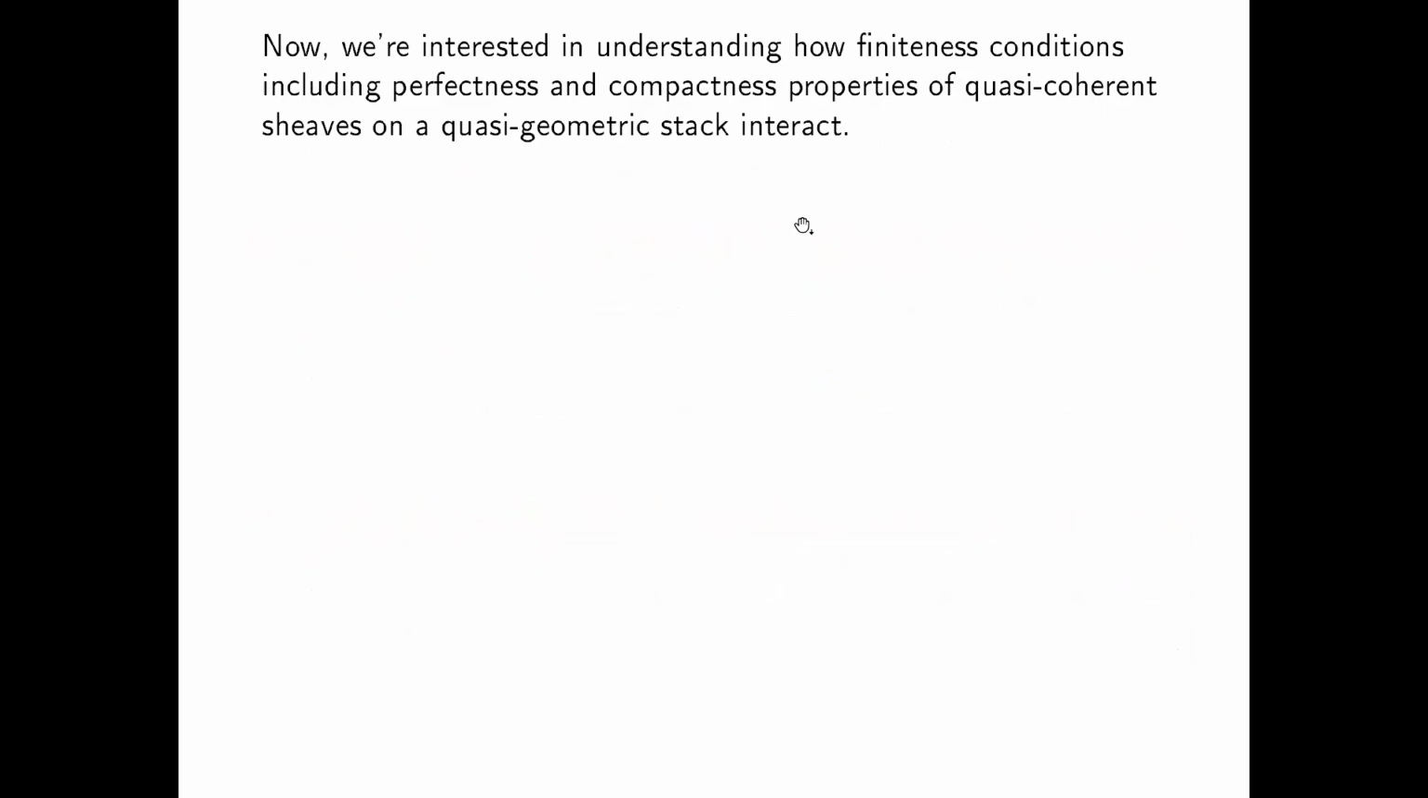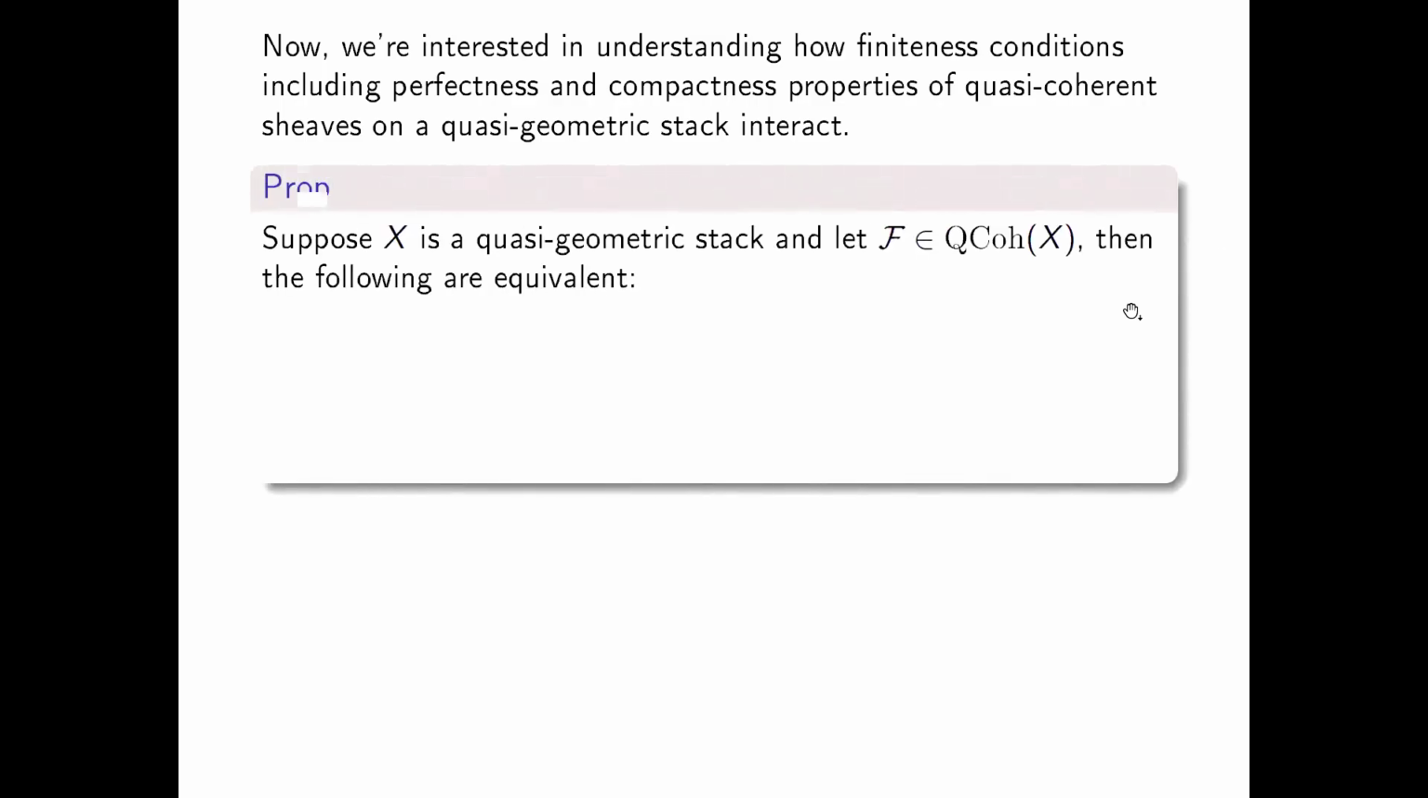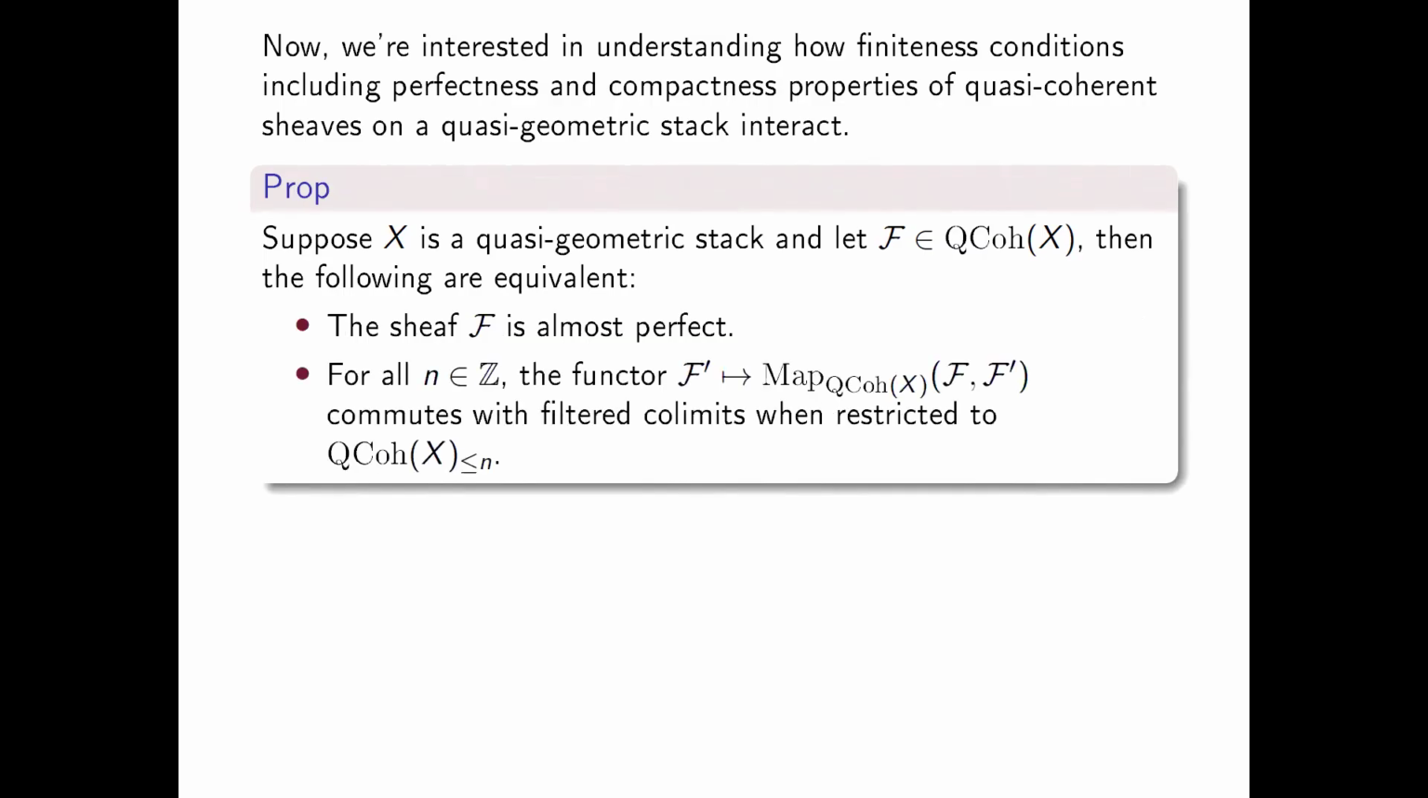Okay. All good. So now we are interested in understanding how finiteness conditions, including things like perfectness and compactness properties of quasi-coherent sheaves and quasi-geometric stacks interact. So you start off with a quasi-geometric stack, and F is a quasi-coherent sheaf on X. Then the following are equivalent. It is almost perfect.